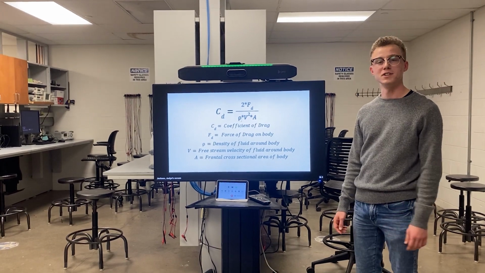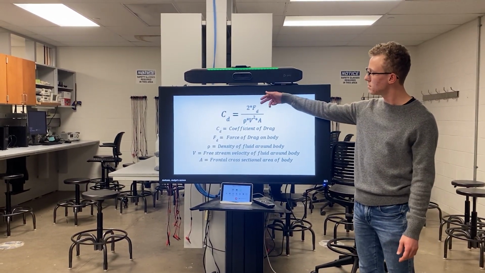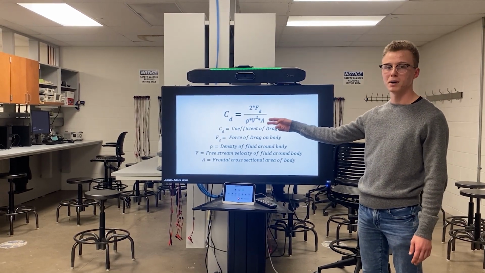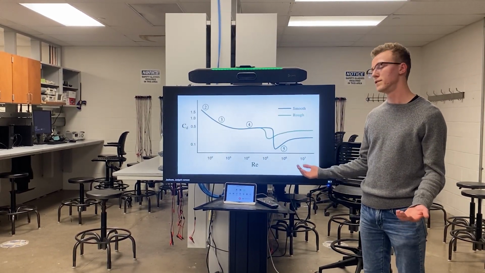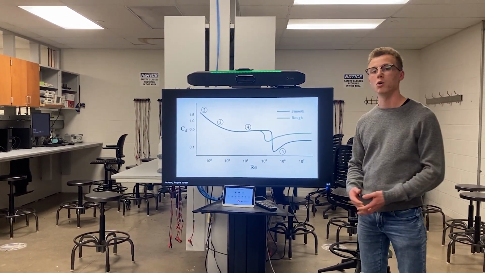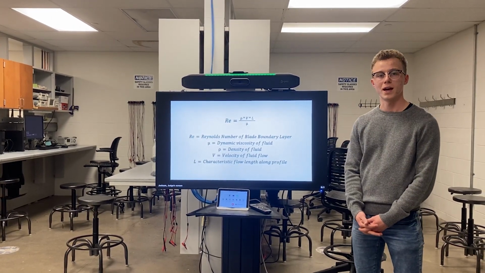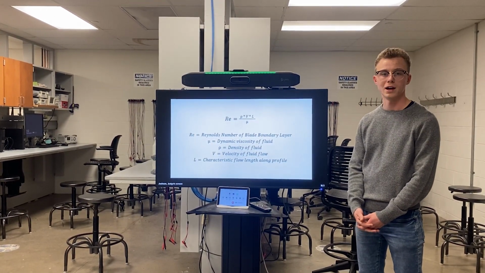And that's where the coefficient of drag comes in. Coefficient of drag is a ratio between the force felt by the object and the force provided by the dynamic pressure. However, the coefficient of drag can also be dependent on the Reynolds number, which is why we incorporated that into our project. The Reynolds number is a dimensionless quantity that characterizes the flow around an object.